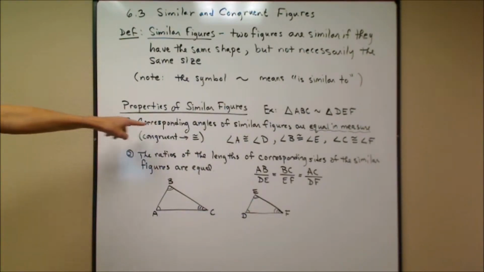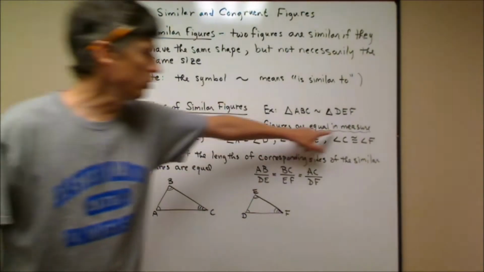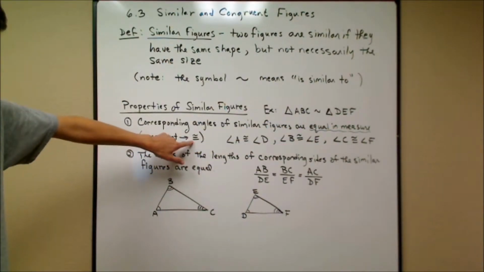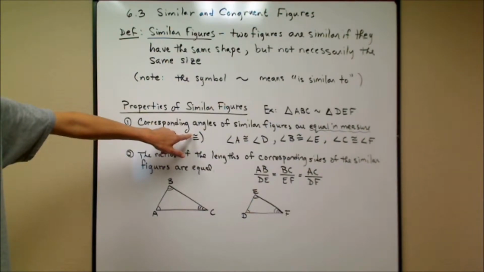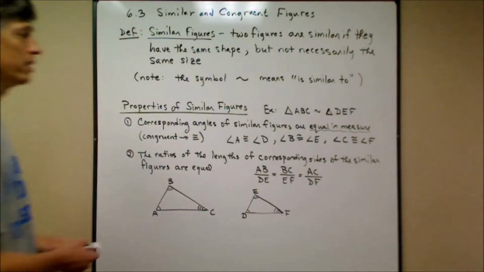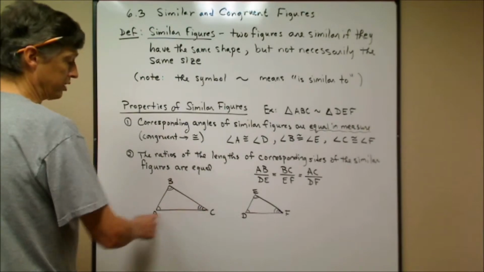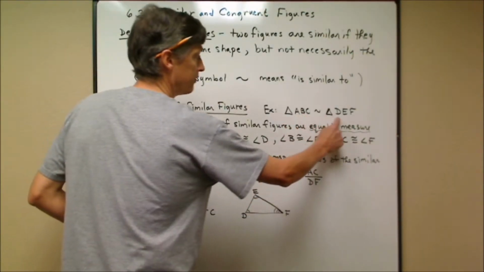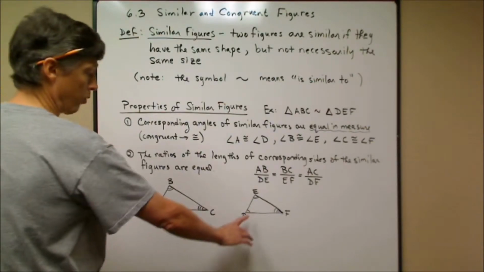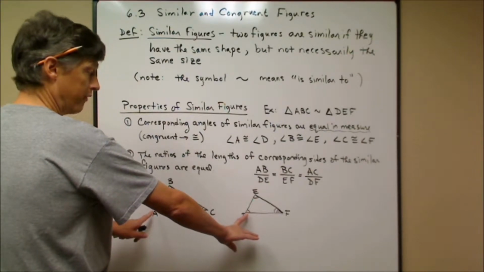The first one is that the corresponding angles of similar figures are equal in measure, or congruent. Equal in measure for angles means that the angles are congruent. If you've never heard that term before, the symbol is an equal sign with the little similar symbol above it. This means "is congruent to." Notice the way I list the order of the three vertices: I have A, B, C and D, E, F. Now look at my drawings. See how I have one little arc symbol there and one little arc symbol there? That's to show that these two angles are congruent, that they have the same measure.